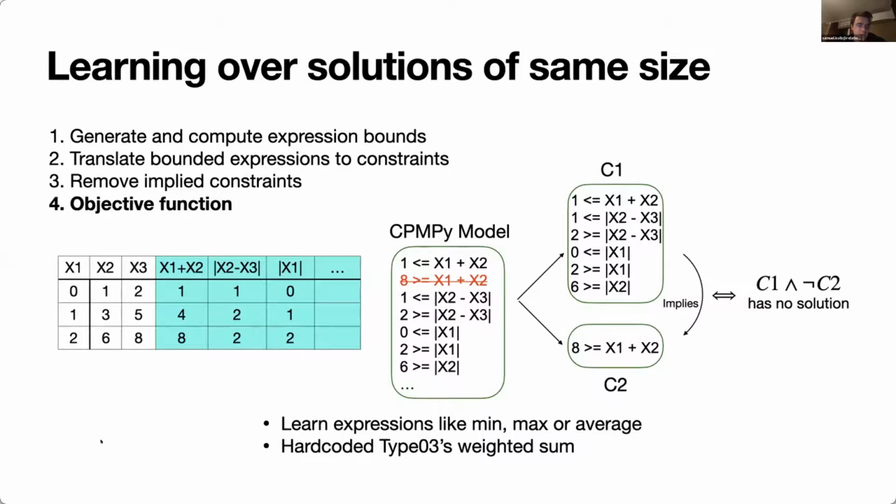For the objective function, for this challenge, we didn't do a whole lot about it. It basically mostly involves expressions like min, max, or average over the decision variables. And for type 3, actually, we manually hard-coded this weighted sum. We see this as more like equation discovery. We didn't really have the time to work it out completely, but I think also if you're dealing with nurse scheduling problems, there might be some kind of fairness objective function, etc. So we think that an equation discovery approach would be the way to go here.